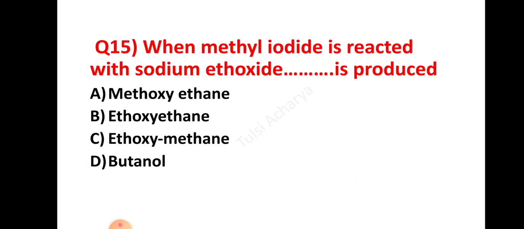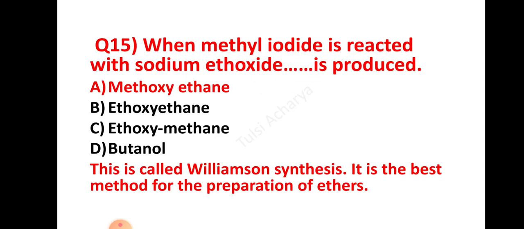Now let's move to question number 15. When methyl iodide is reacted with sodium ethoxide, what is produced? By reacting methyl iodide with sodium ethoxide, methoxyethane is produced. This is called Williamson synthesis, and it is the best method for the preparation of ethers.